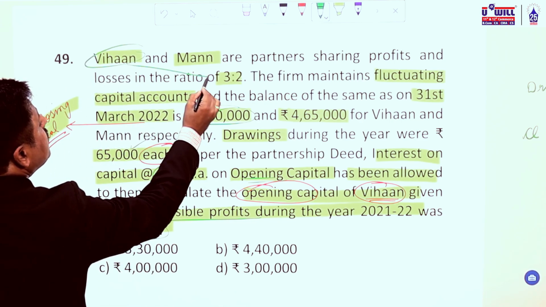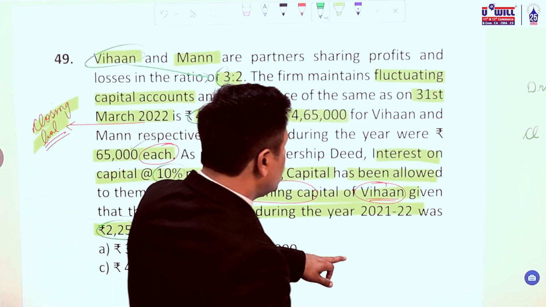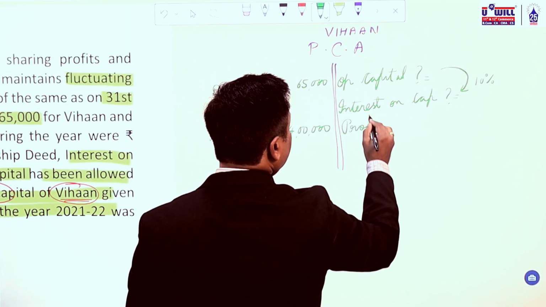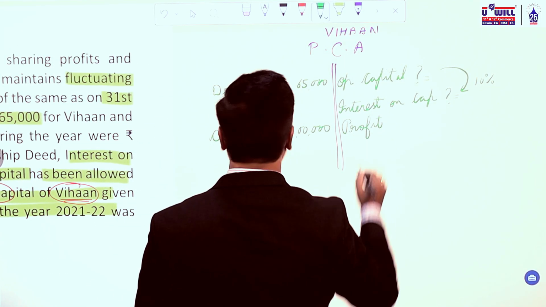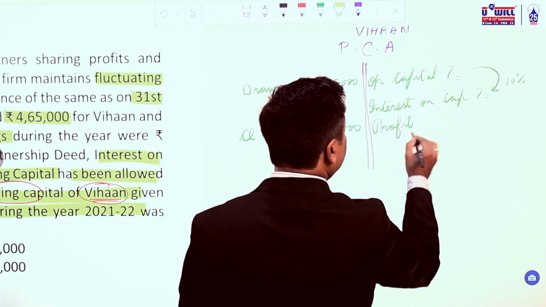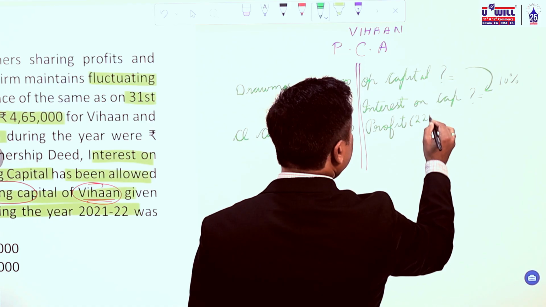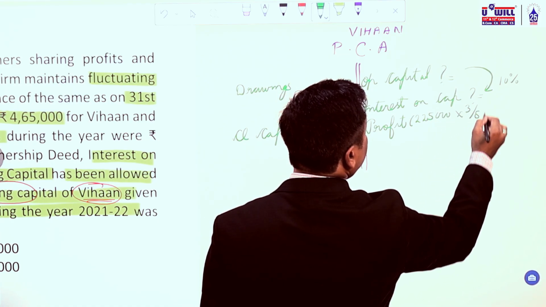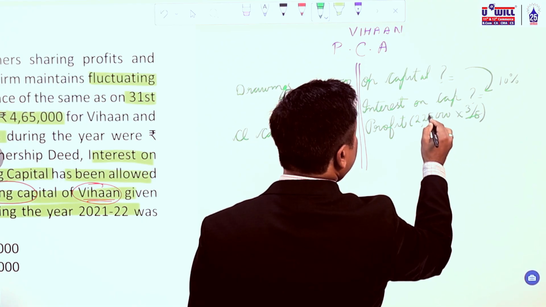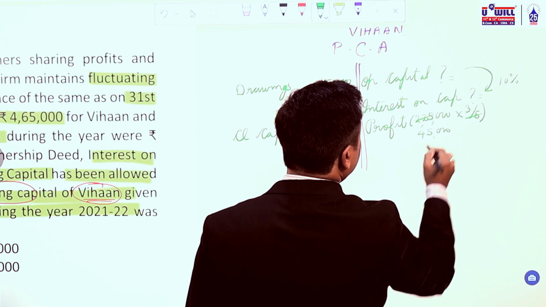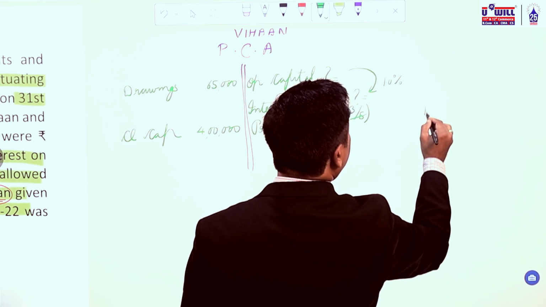What will be Vihan's share? 3 by 5. So Vihan's share of profit will come on the credit side. How much will be Vihan's share in profit? 2,25,000 into 3 by 5. So 5 into 4, 20; 5 5s are 25; 45,000 into 3, 1,35,000.